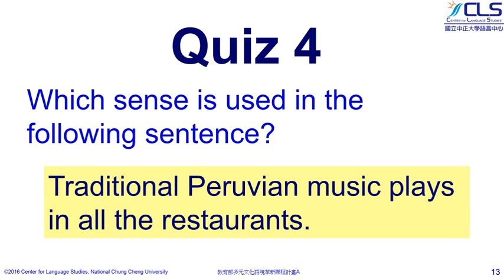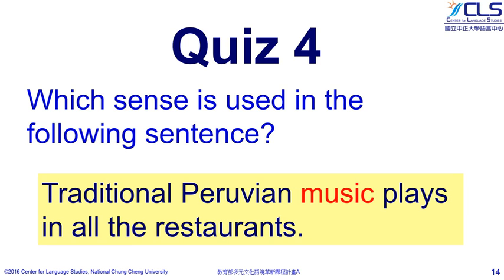Quiz 4. Read the yellow part. Which of the 5 senses is used in the following sentence? After reading the sentence, you can find traditional Peruvian music, so that you know that the sound sense is used.